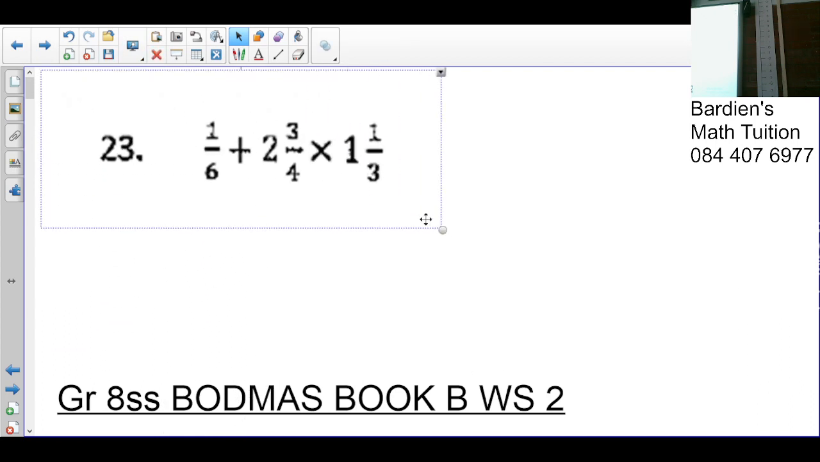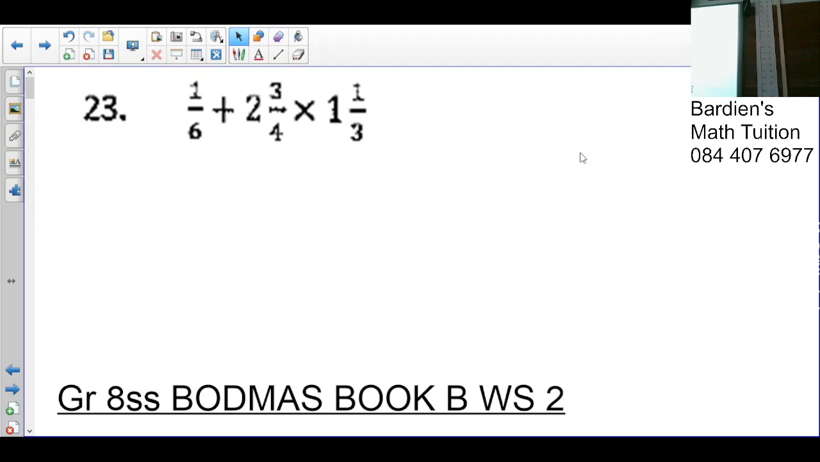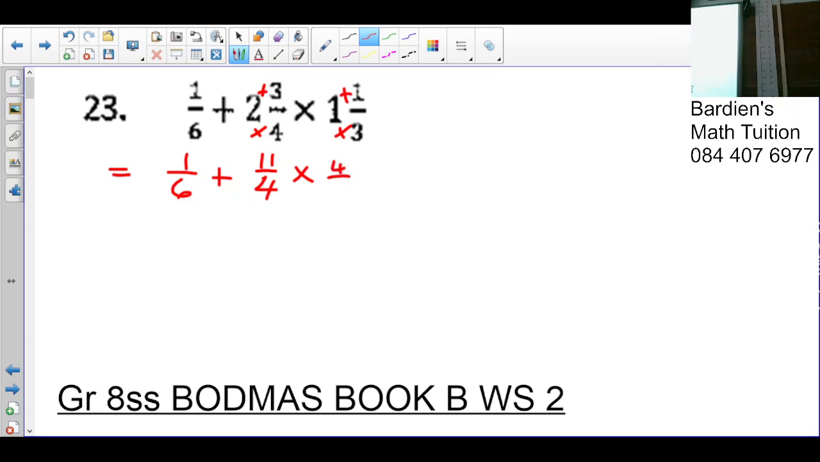Number 23. What needs to be done first? Convert to improper. You see the same procedure happening all the time. So it's 8 plus 3 is 11 over 4. Okay? Times, that's 3 and 1 is 4. So what must be done first? Multiplication. Can you see that?